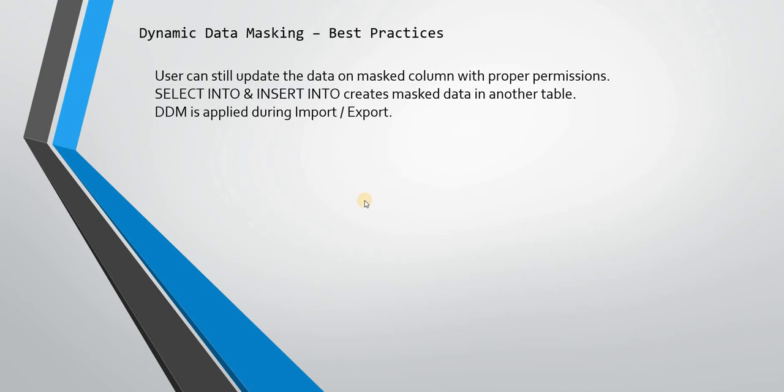Then there are some best practices. What are some best practices for dynamic data masking? If you have implemented dynamic data masking, users can still update the data on a masked column with the proper permission, right? So if the user has proper permission, then he or she can still update the data. In the beginning, we discussed that no underlying data gets changed or anonymized. Basically, these functions are applied on the final output of the query results. So the user can still update the data.